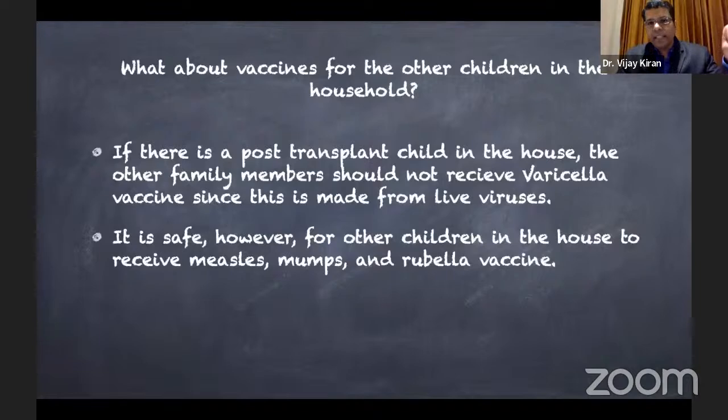What about vaccines for other children in the household? For example, this child is undergoing kidney transplantation, and there's a sibling who is supposed to receive the vaccine. Then we have to keep in mind that these vaccines, especially varicella, is a live vaccine, and there is a probability of transfer of this virus. So this child has to be separated from the immunocompromised child. However, other vaccines like MMR can be given to the other siblings, not to the sibling who has undergone transplantation.